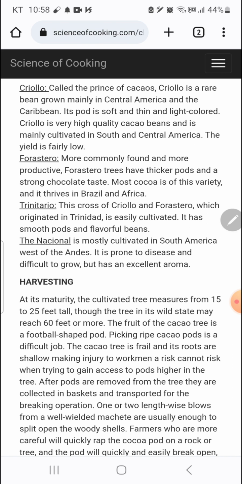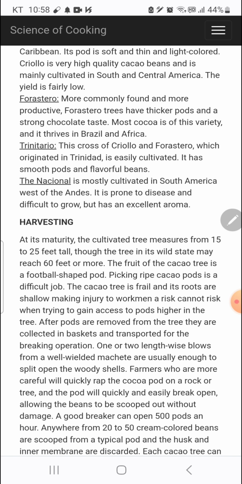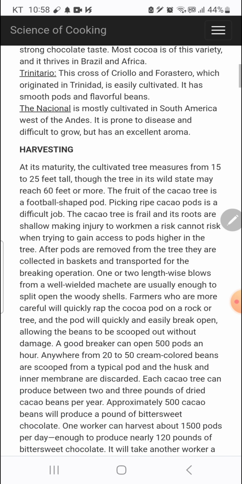Trinitario. This cross of Criollo and Forastero, which originated in Trinidad, is easily cultivated. It has smooth pods and flavorful beans. The Nacional is mostly cultivated in South America west of the Andes. It is prone to disease and difficult to grow, but has an excellent aroma. Nacional, Trinitario, Forastero, Criollo.